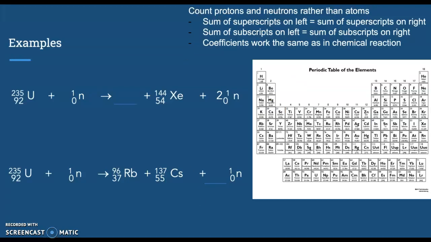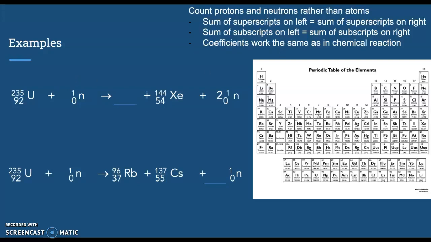Alicia gave these few steps when approaching fission problems. You count the number of protons and neutrons rather than the atoms, and the sum of the superscripts on the left must equal the sum of the superscripts on the right, and the superscripts are the numbers on top. The sum of the subscripts on the left must also equal the sum of the subscripts on the right, so the numbers on the bottom need to equal each other on both sides of the arrow, and coefficients work the same as in a chemical reaction.